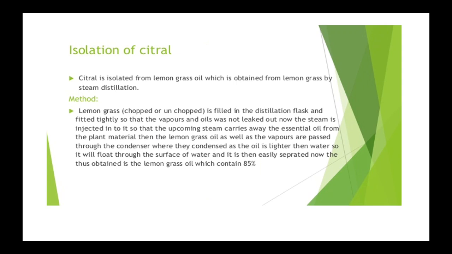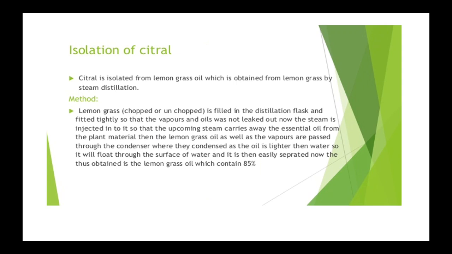Lemongrass, chopped or unchopped, is filled in the distillation flask and fitted tightly so that the vapors and oil do not leak out. Now steam is injected into it so that the upcoming steam carries away the essential oil from the plant material. Then the lemongrass oil and the vapors pass through the condenser, where they condense. As the oil is lighter than water, it floats on the surface of the water and is then easily separated.